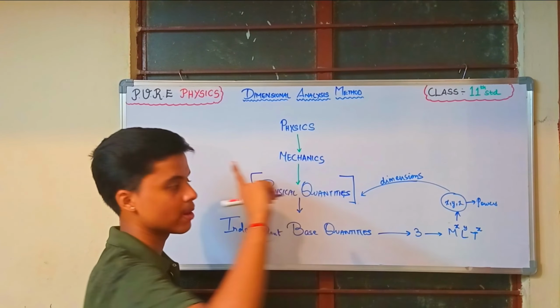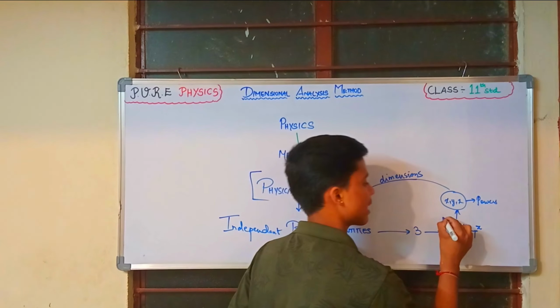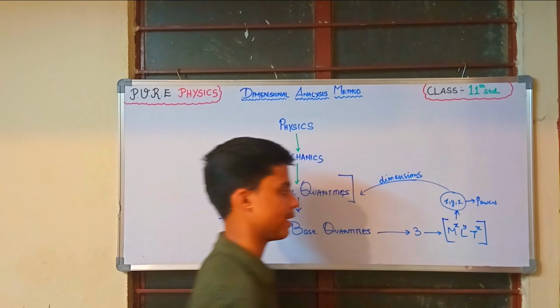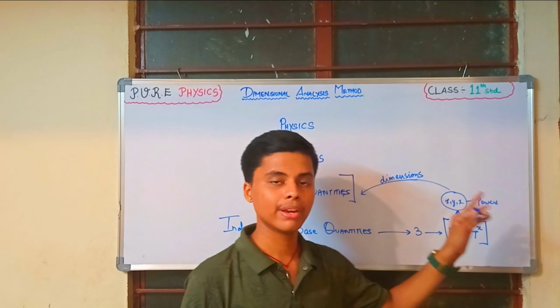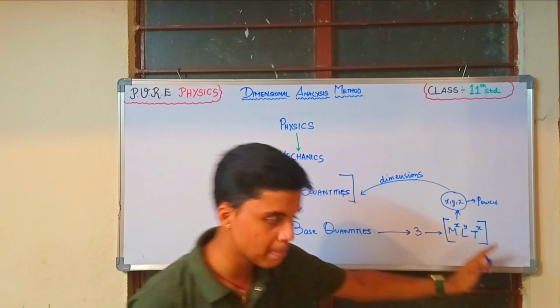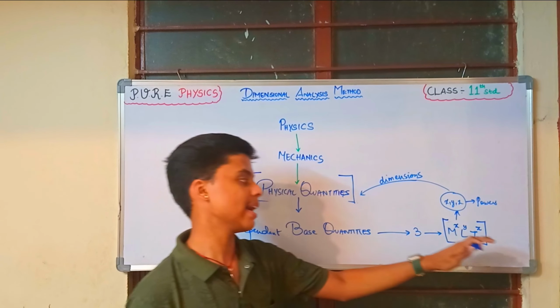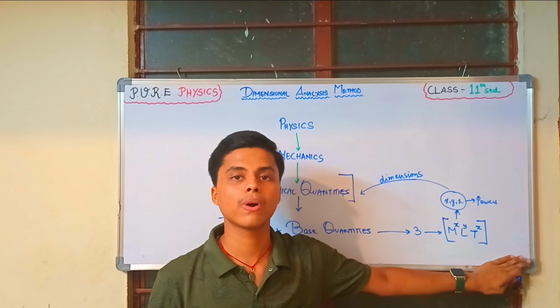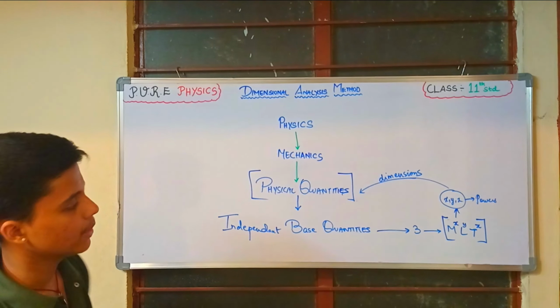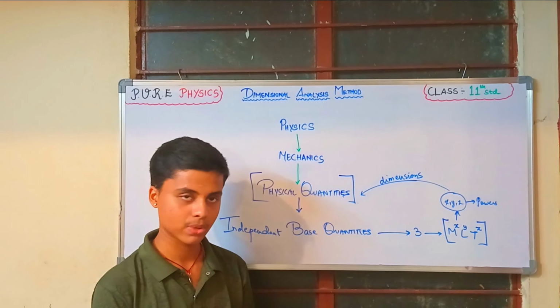So always when you write the dimension, you need to enclose it with a square bracket. Whenever you convert a physical quantity into M, L, T, you need to enclose it in square brackets. Otherwise, there is a chance you will lose marks. So you need to enclose MLT within square brackets.